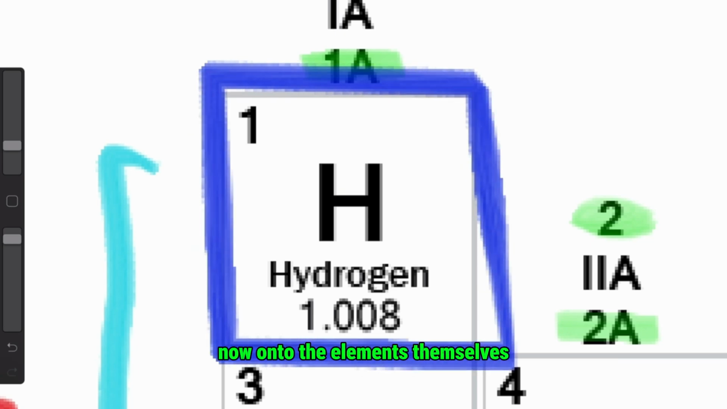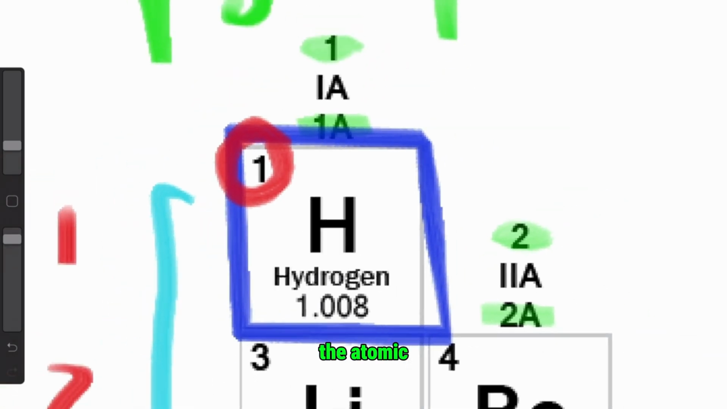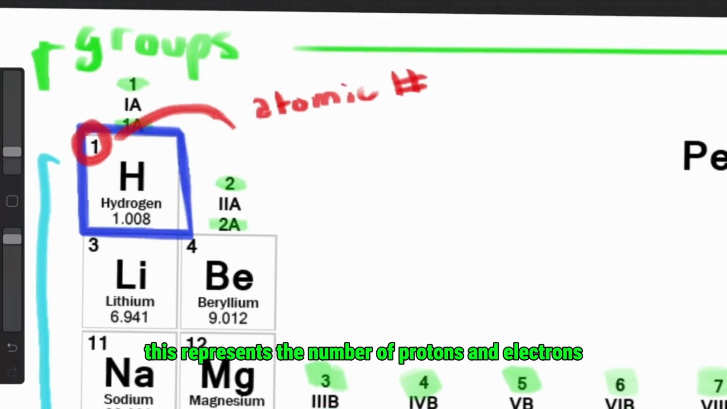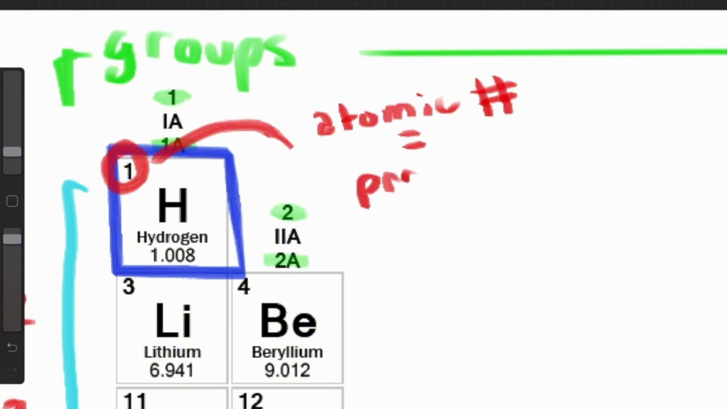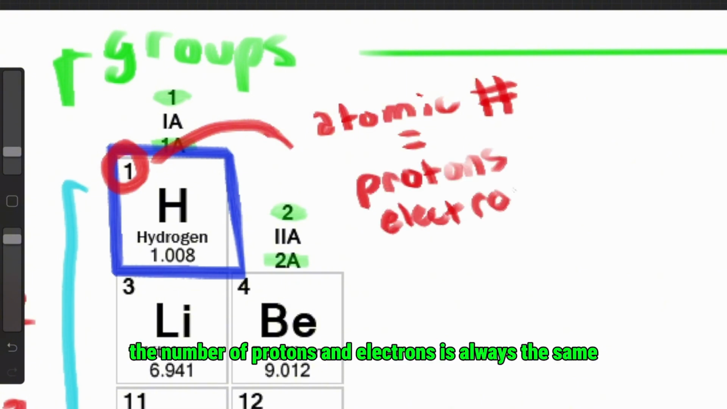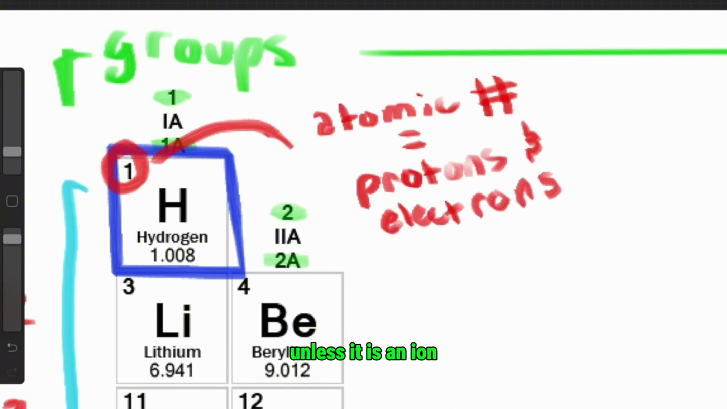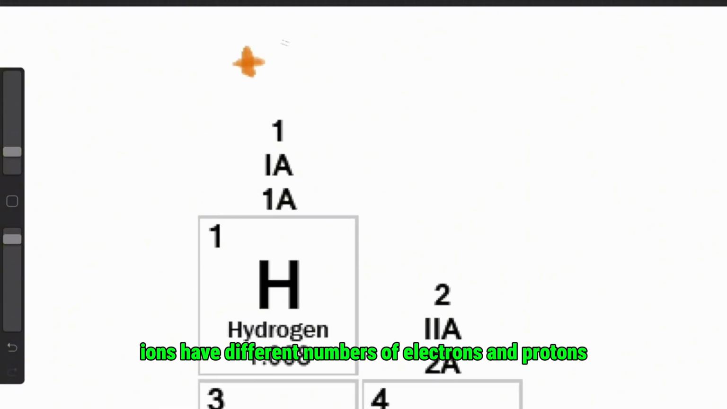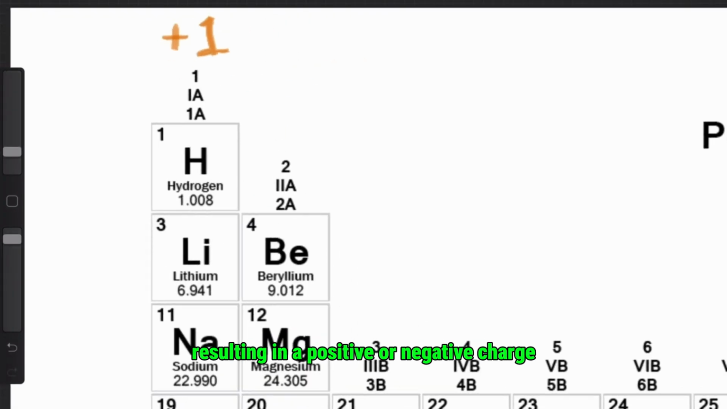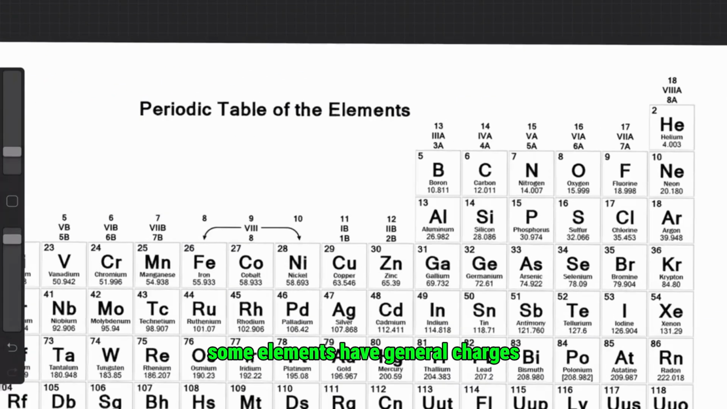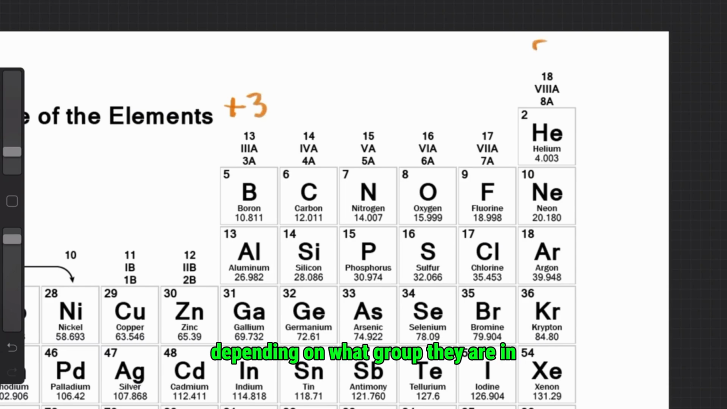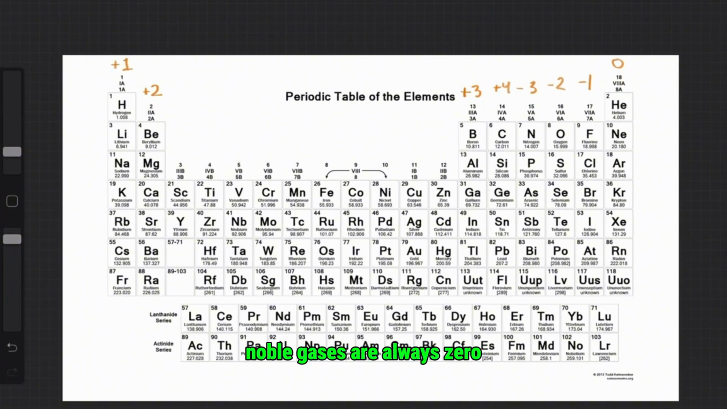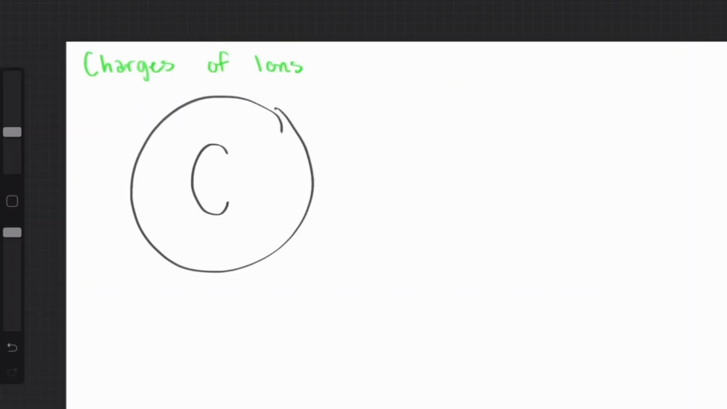Now, onto the elements themselves. The atomic number can be found in the top of the elements box. This represents the number of protons and electrons in an element. The number of protons and electrons is always the same, unless it is an ion. Ions have different numbers of electrons and protons, resulting in a positive or negative charge. Some elements have general charges depending on what group they are in. Noble gases are always 0.